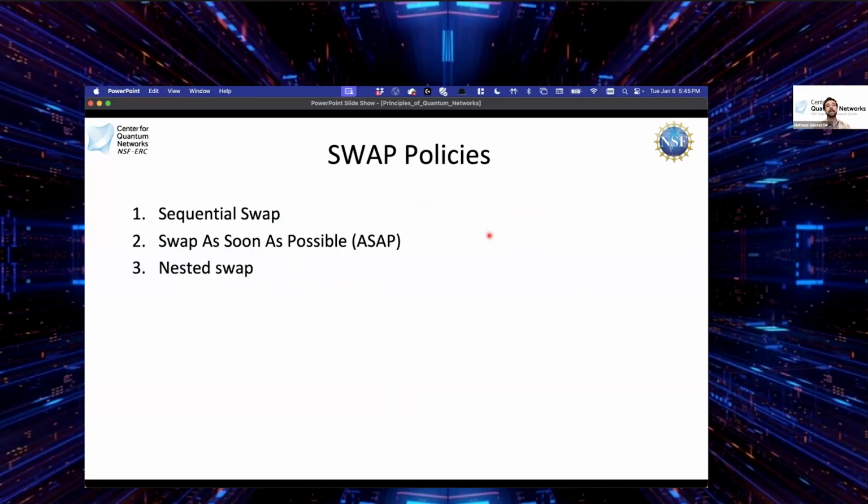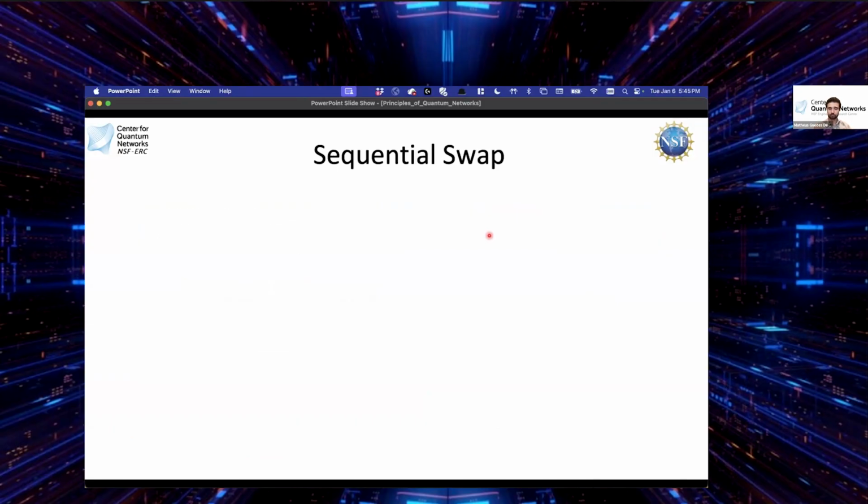Today, we're going to look at three entanglement swapping policies. The first is sequential swapping. The second is swap as soon as possible, or swap ASAP for short. And the third one is nested swap. Throughout this exposition, we're going to assume that the swaps are deterministic, and then later on see what happens when we assume that swaps are probabilistic.